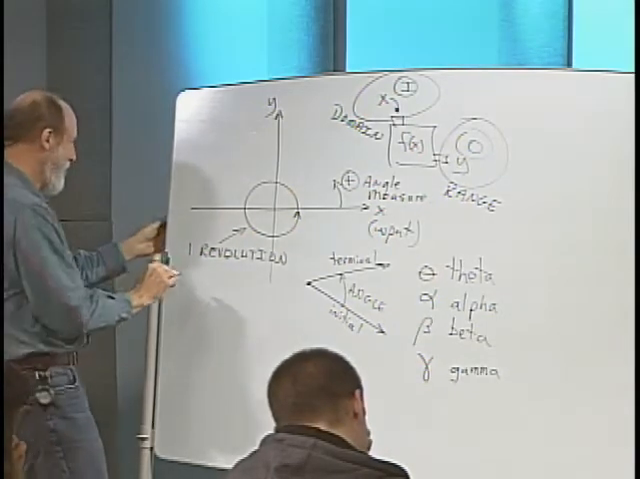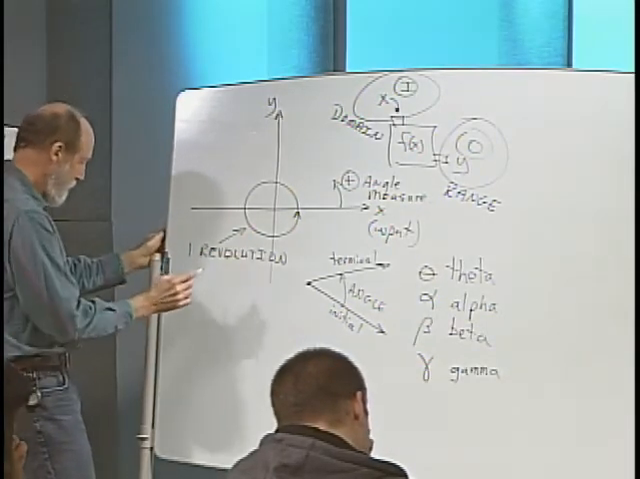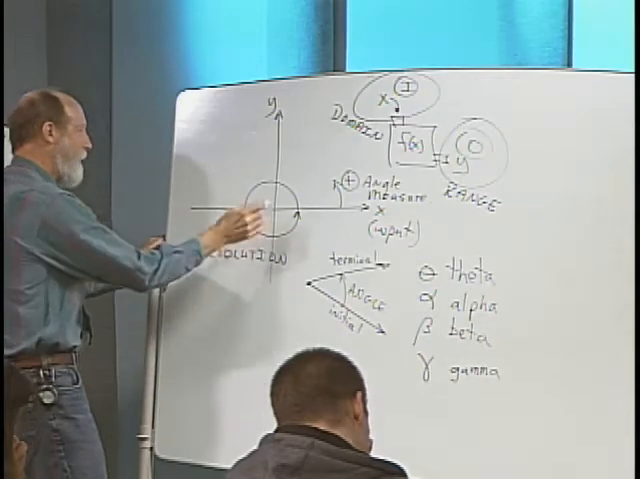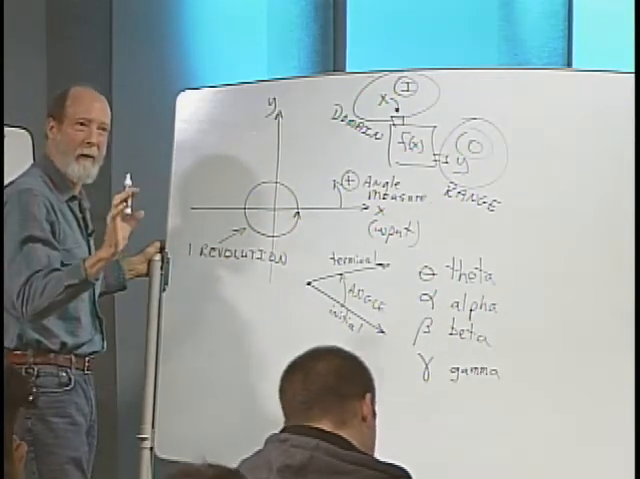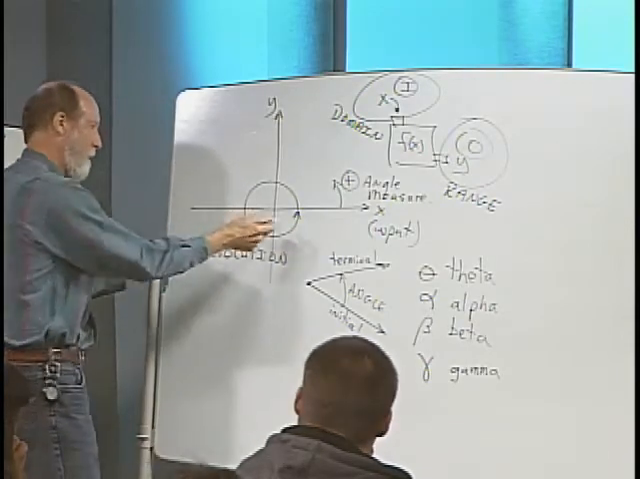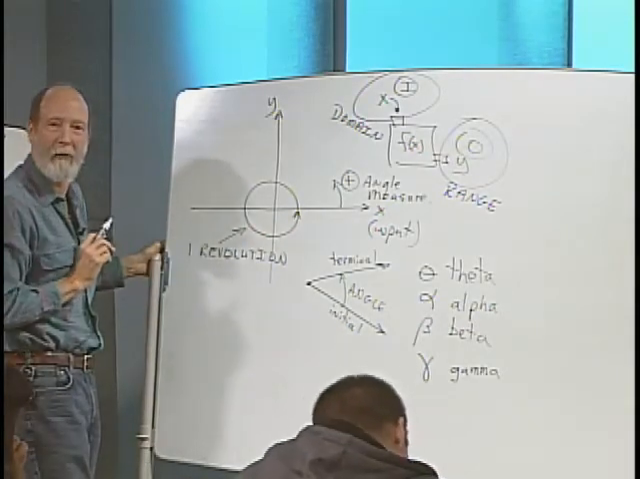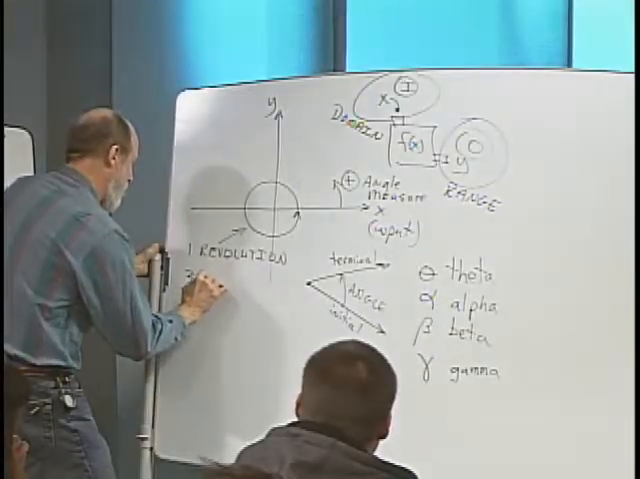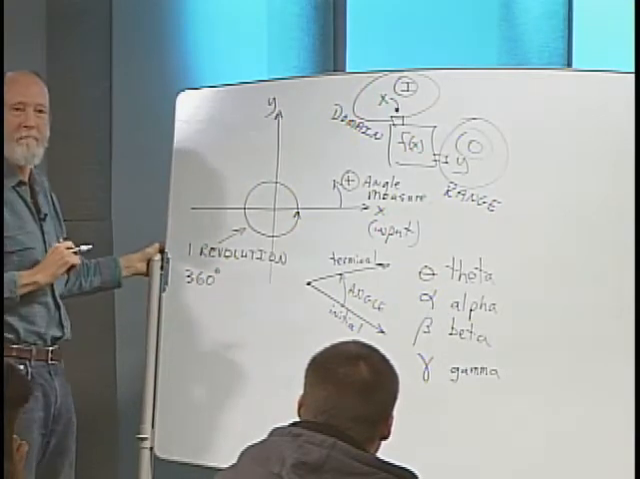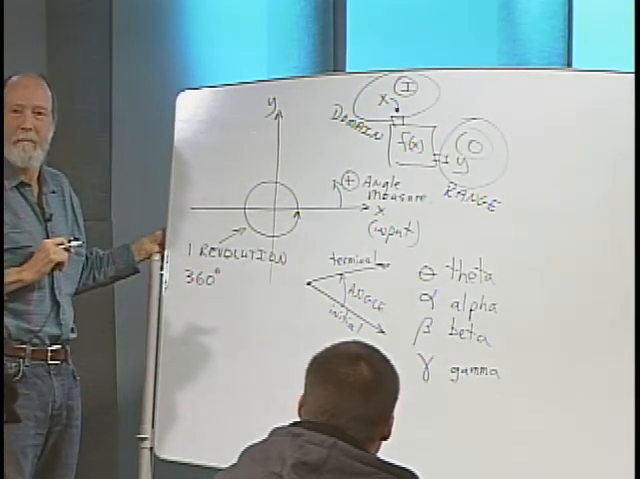So we have one revolution. That is equivalent to something called degree measure. And we all know that one complete revolution is equivalent to how many degrees? 360 degrees. So one revolution is equivalent to 360 degrees of rotation.